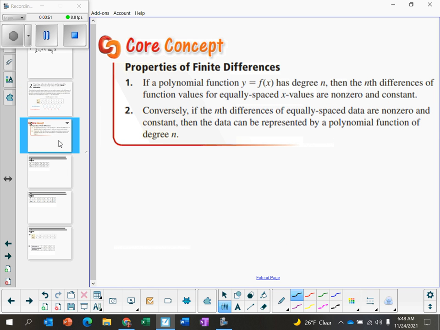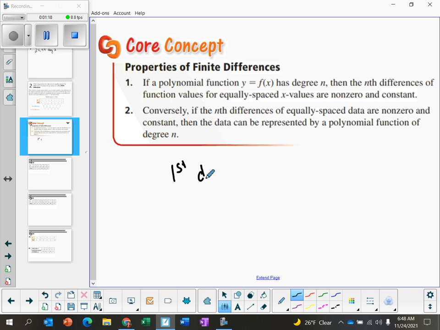So what this tells us, if a polynomial function has a degree of n, then it's the nth differences that will be constant for equally spaced x values. And conversely, if the nth differences of equally spaced data are non-zero and constant, then it can be represented by a polynomial function of degree n, which means if it's common first differences, it's a degree of 1. If it was common second differences, then it's a degree of 2, and so on.